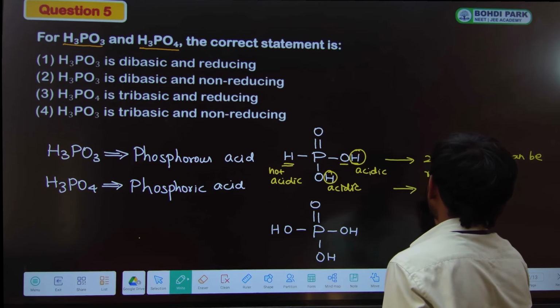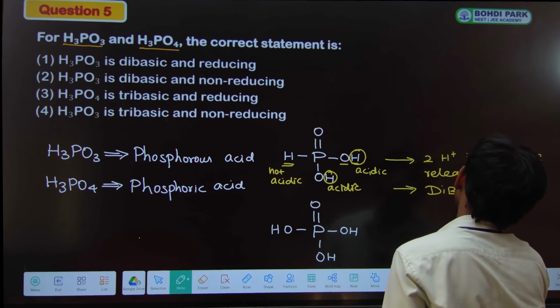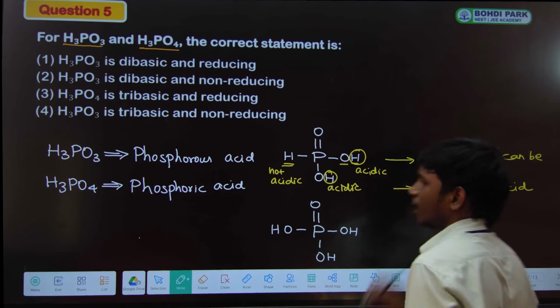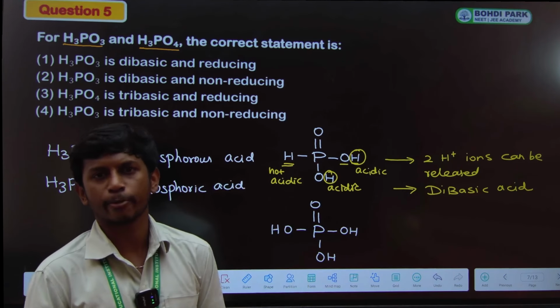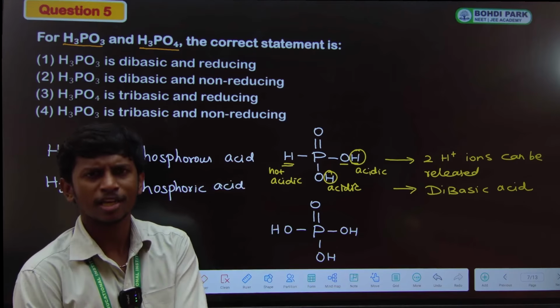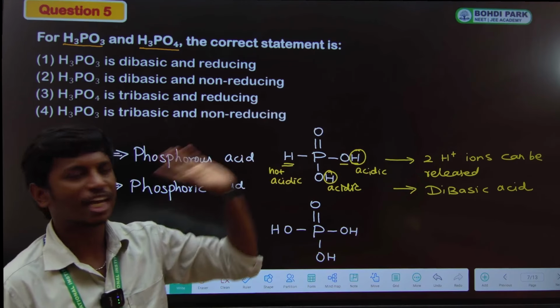So it is called a dibasic acid. We can represent it as a dibasic acid. Dibasic means it can react with two bases, 2 moles of OH- base can react with it. That's why it is called dibasic acid.